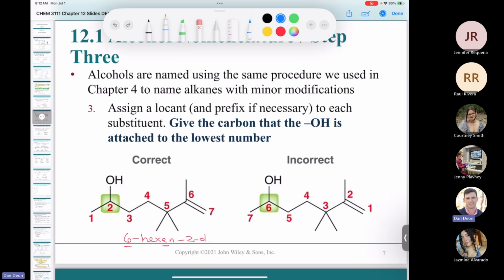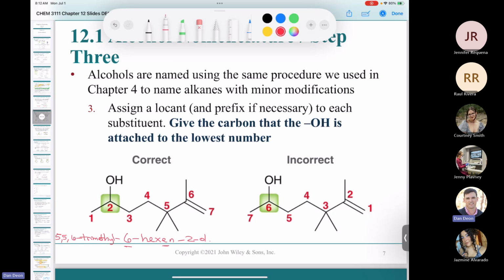And then we have our 3 methyl groups. We have 5,5,6 trimethyl. So let's see if I can squeeze that in here. So we'll say 5,5,6 trimethyl. All right, there we go. So 5,5,6 trimethyl, 6-hexene 2-ol. So that's how you would name a bifunctional compound like this.